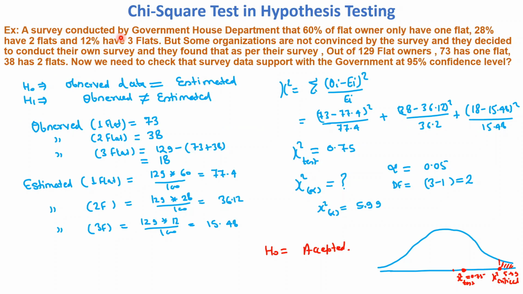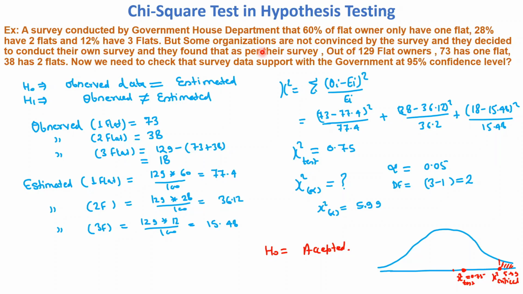A survey conducted by the Government House Department found that 60% of flat owners only have one flat, 28% have two flats, and 12% have three flats. So these are your estimated values. But some organizations are not convinced by the survey. This particular survey was done by a government organization, but some other organizations were not convinced by it, and they decided to conduct their own survey.